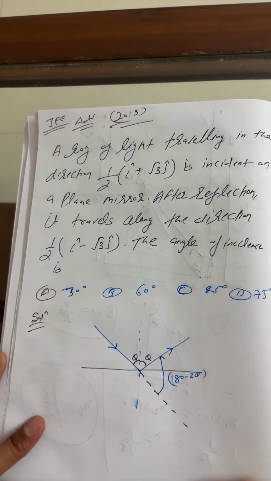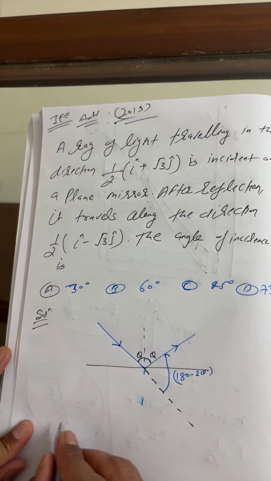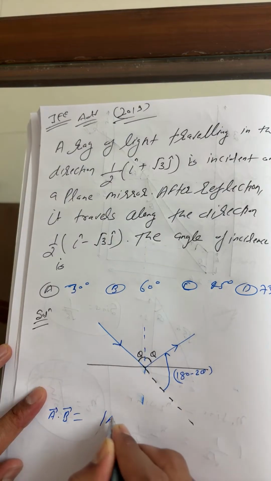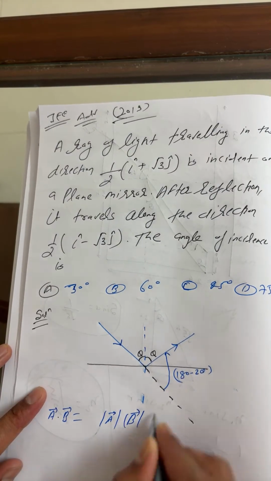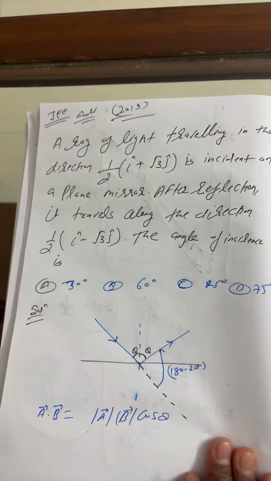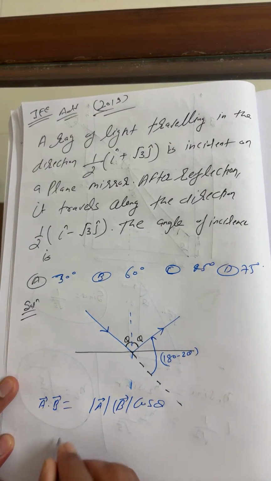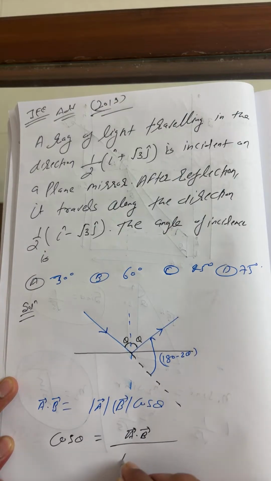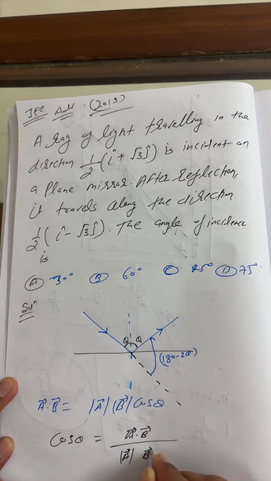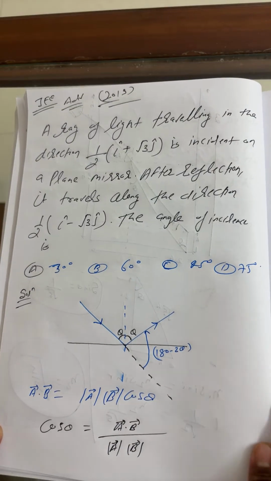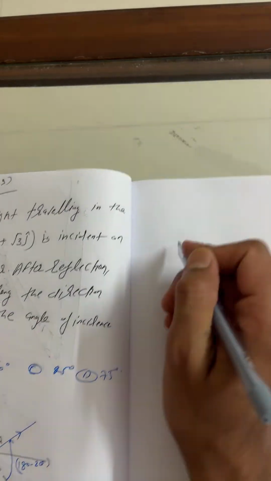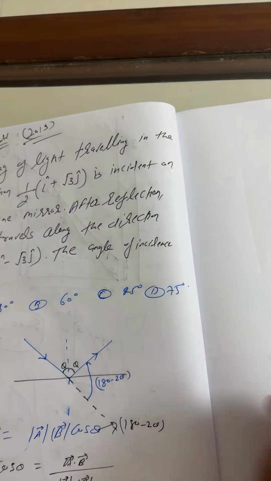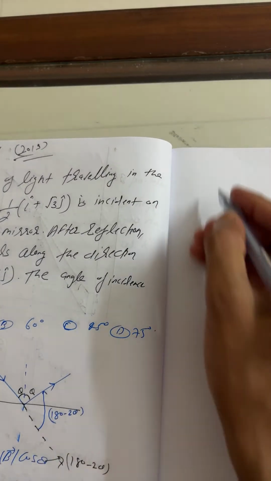For finding theta, I hope all of you remember the formula of vector A dot B: magnitude of A into magnitude of B into cos theta. So cos theta is vector A dot vector B upon magnitude of A into magnitude of B. Here the angle is 180 minus theta. Keep this in your mind, I'll use it in the last.